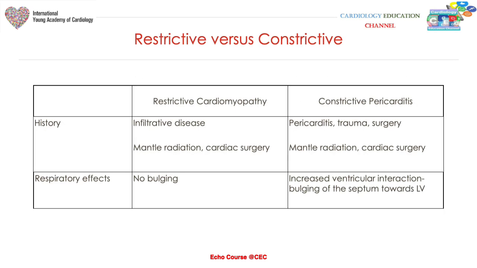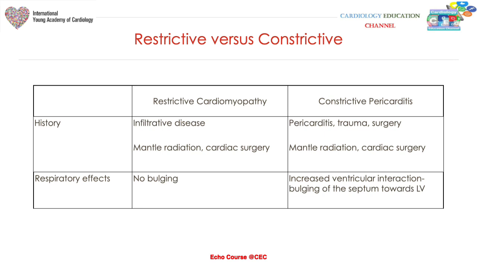The most important differential diagnosis for constrictive pericarditis is to differentiate it from restrictive cardiomyopathy. And here I will put a table to compare and to try to get the best way to differentiate constrictive pericarditis and restrictive cardiomyopathy. You start by the history. In restrictive cardiomyopathy, you have a history of infiltrative disease. You may have exposure to radiation or cardiac surgery.